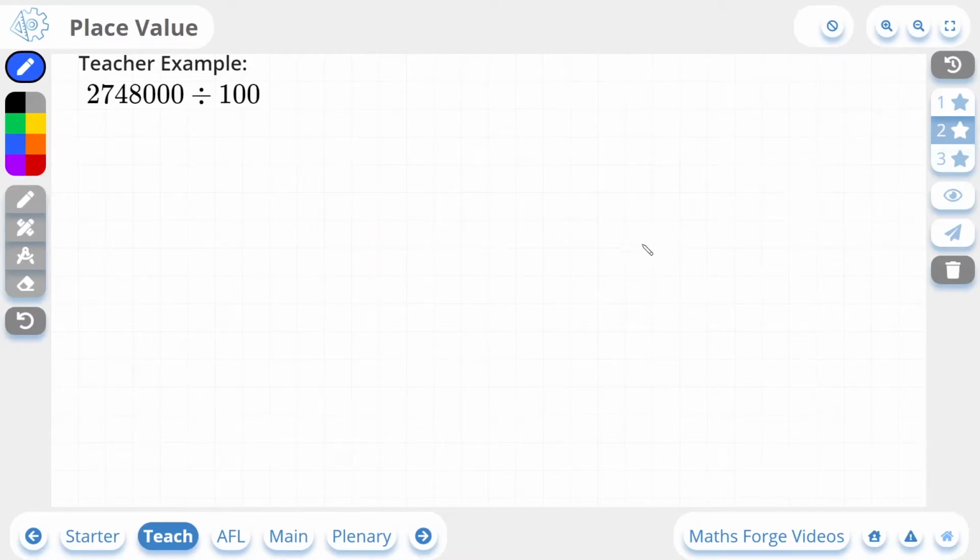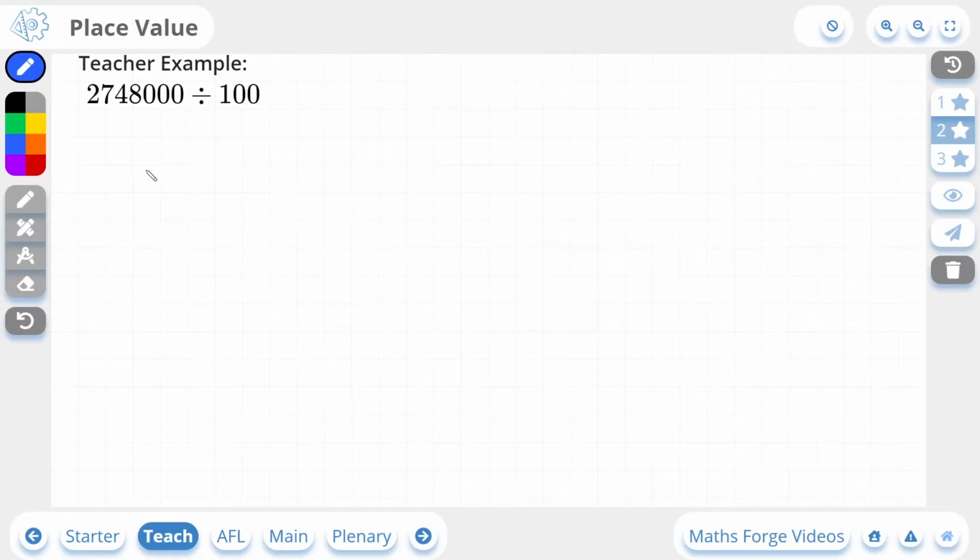Now, it also works in reverse as well. So here we have 2,748,000 divided by 100. Whereas when you multiply by a 1 and a bunch of zeros, you start placing zeros at the end of your number, if you divide by 1 and a bunch of zeros, you begin taking away zeros from the end of the number. And you have to be very careful here, because if your number has a decimal place in it, then this method doesn't work in the same way.